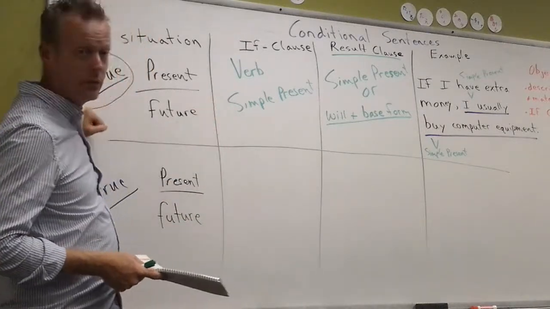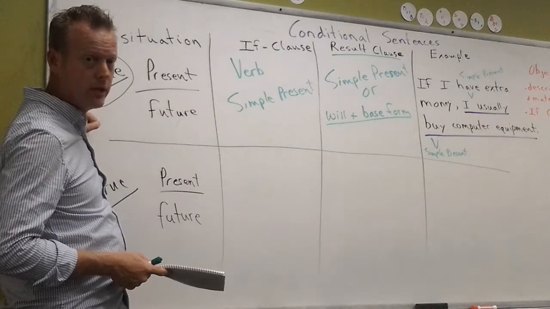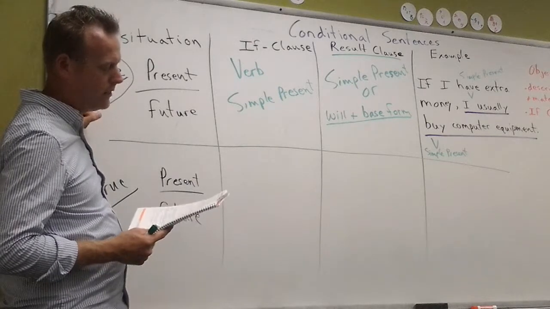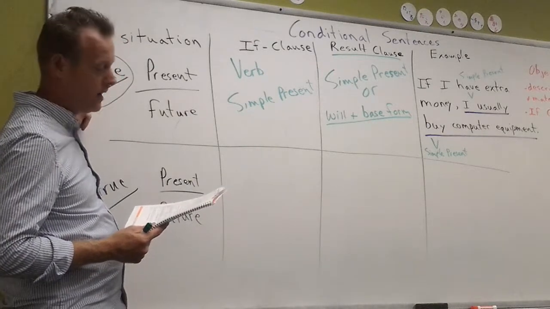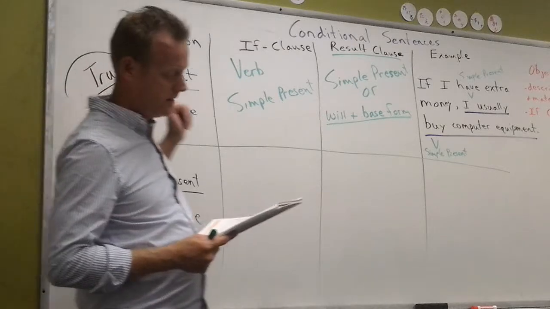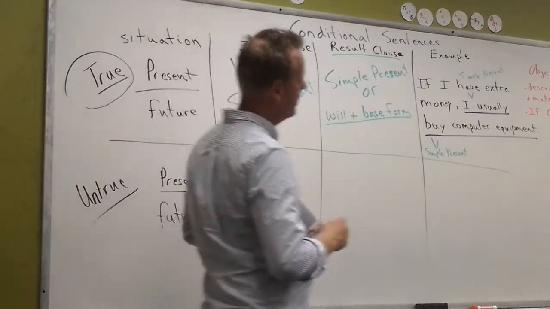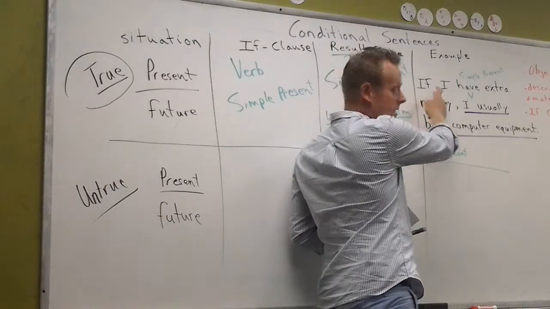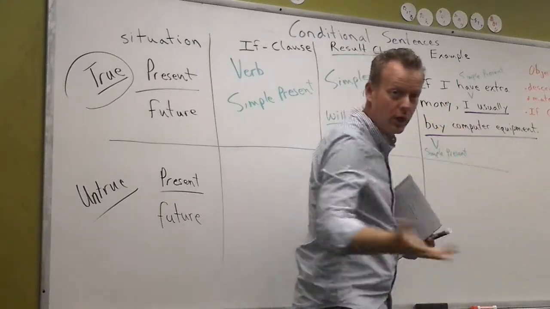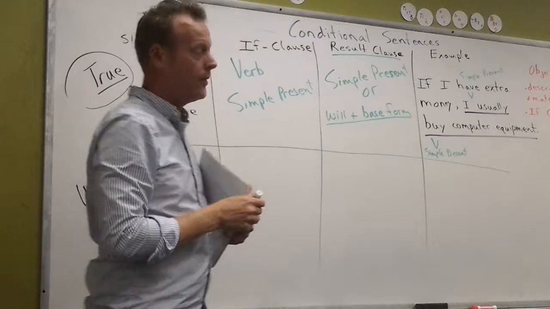So we're still dealing with a true condition. Now read the if clause. If I have some extra money. Good. Hey, guess what? It's the same sentence. We just made it future. All right. Now let's look at the third example.